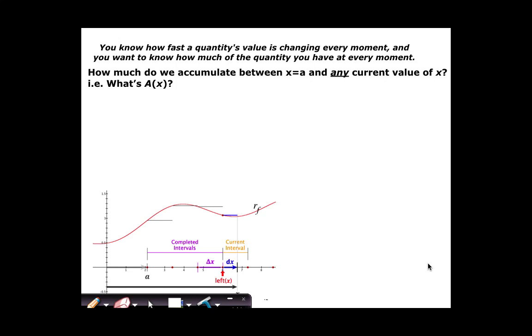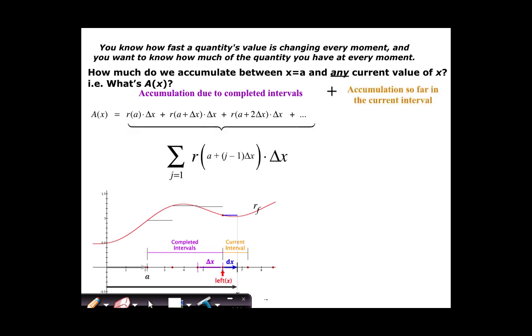If I wanted to find this for any value of x, whether it's anything to the right of a, or even to the left of a, and I don't really know how many complete intervals there are, I have to think about what happens due to complete intervals, however many terms there might be. And then there's going to be one stray term from the current interval, and it could end up that that stray term is 0. We could be just at the boundary of a full interval. But we'll think about it just in case.